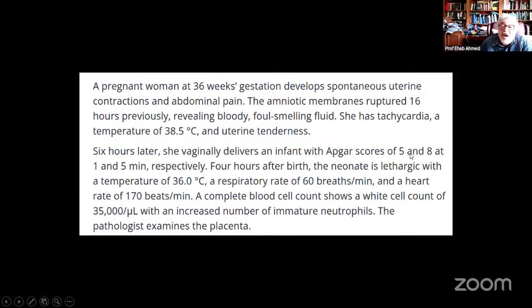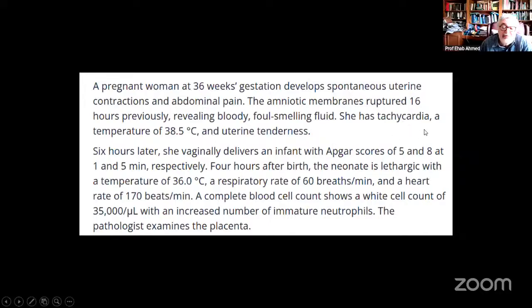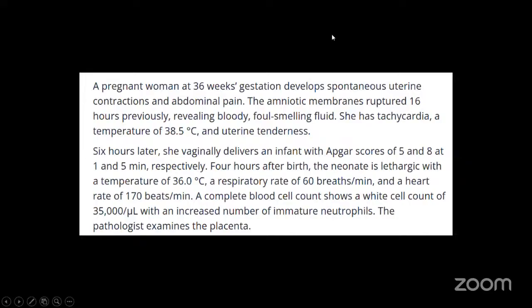A 36-weeker. Mom had spontaneous uterine contractions and abdominal pain. Amniotic membrane ruptured 16 hours. Bloody, foul-smelling fluid. She has tachycardia and temperature of 38.5 and uterine tenderness. This is a classical case of chorioamnionitis.